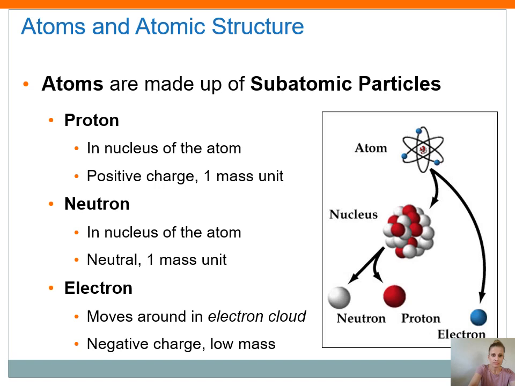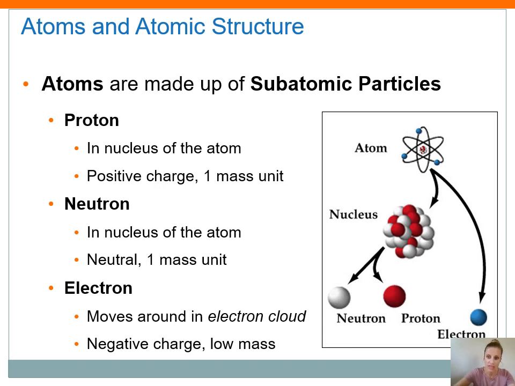Protons are located in the nucleus of the atom. If you look over here, you can see a general structure for what an atom looks like. In the very middle of the atom, this area right here, is called the nucleus. That's a really dense, heavy core. That's where all of the actual mass and weight of the atom is, in the nucleus.